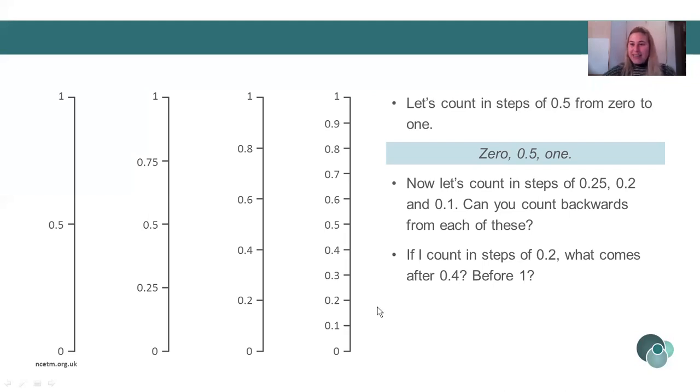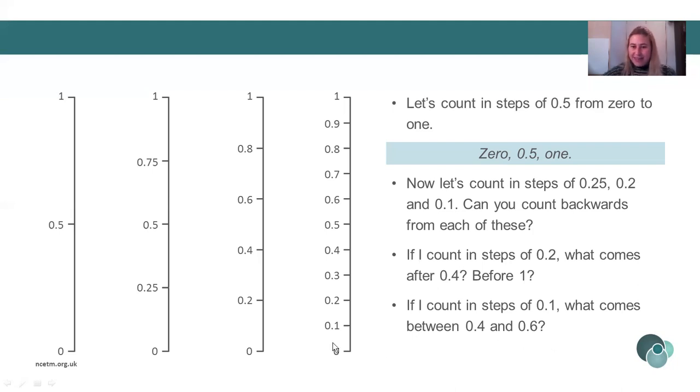Okay, we can practice counting from different places now, different parts, because if I count in steps of 2 tenths, what comes after 0.4 but before 1? So after 0.4 means bigger than 0.4, before 1 means smaller than 1. So I need to look at what is between 0.4 and 1, and it would be 6 tenths and 8 tenths. What about this one? If I count in steps of 1 tenth, what comes between 0.4 and 0.6? See if you can answer that question.